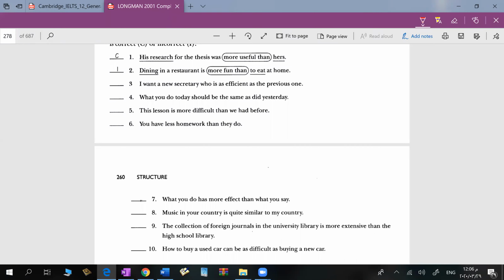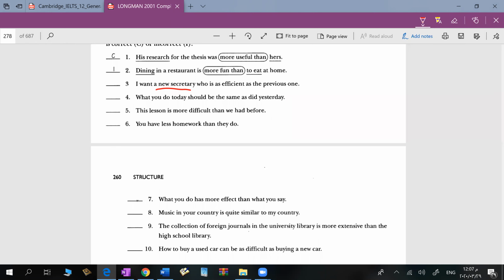Okay. I want a new secretary who is as efficient as the previous one. Incorrect. Correct. What's incorrect about it? What's wrong? As efficient as, no problem. Okay. The previous one. What do we have after, before, we have a noun phrase? We need a noun phrase. Noun phrase.